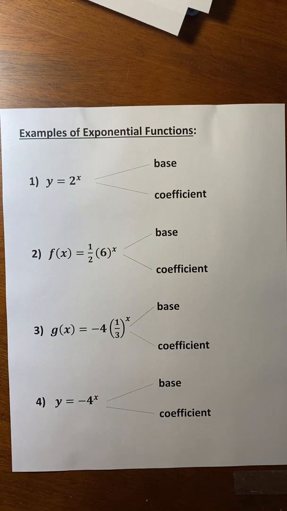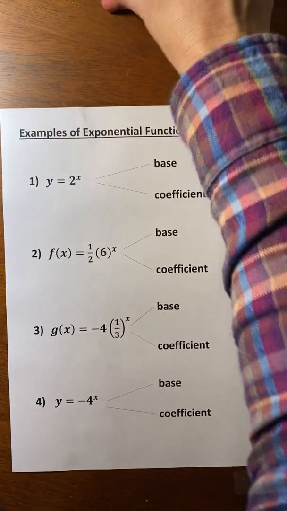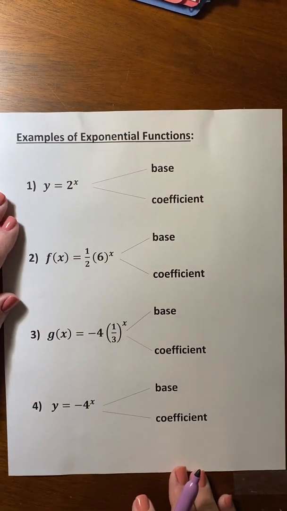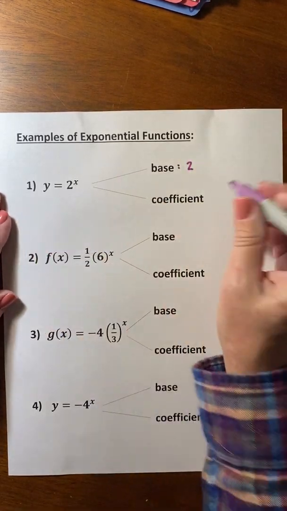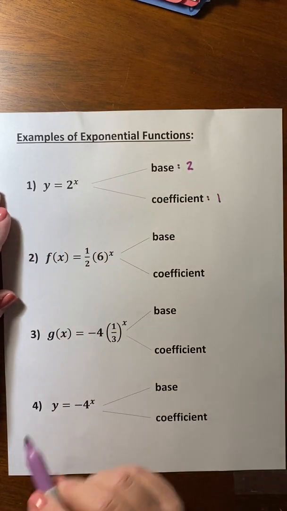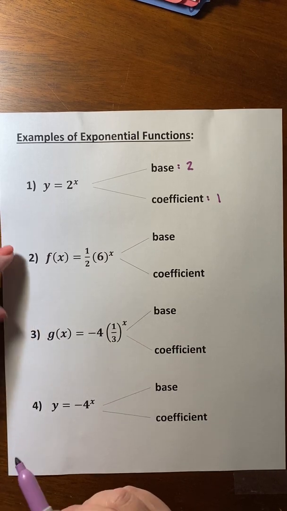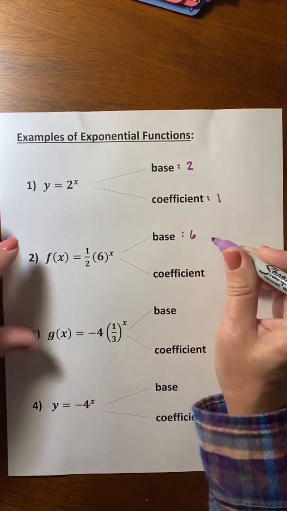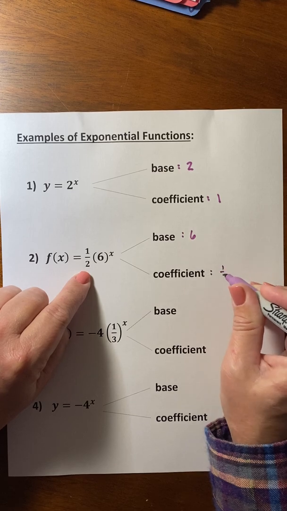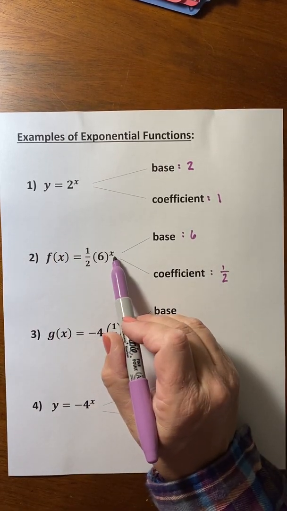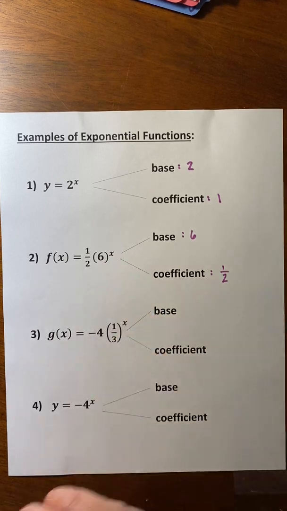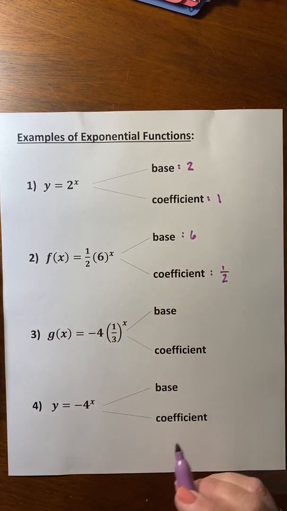All right, so here are some examples of exponential functions. y equals 2 to the x is the first one that we saw, right? We would say that the base is 2. The coefficient out front that we don't see is 1, because it's 1 times 2 to the x. This one's a little bit clearer. The base is 6, and the coefficient is 1/2. So if we were to put a value in here for x, like an input, we would only raise 6 to that power and then take this result and multiply it by 1/2. We'll see that in a little bit.